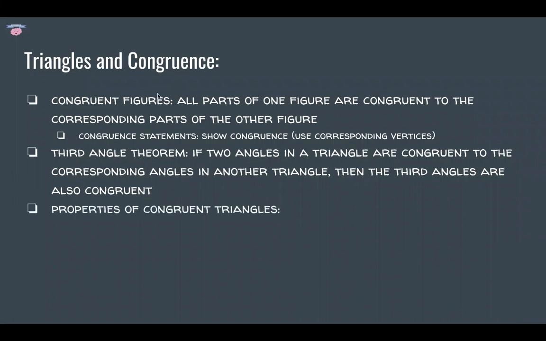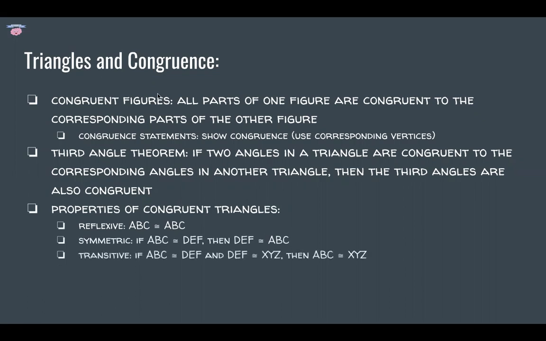Properties of congruent triangles. So now we're actually talking about what to do with congruent triangles. Reflexive: ABC is congruent to ABC. Symmetric: if ABC is congruent to DEF, then DEF is congruent to ABC. And transitive: if ABC is congruent to DEF and DEF is congruent to XYZ, then ABC is congruent to XYZ. These look remarkably similar to some properties we learned earlier. A is equal to A. If A is equal to B, then B is equal to A. If A is equal to B and B is equal to C, then A is equal to C.